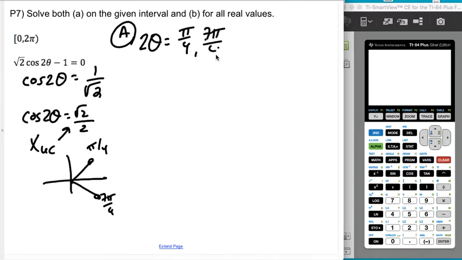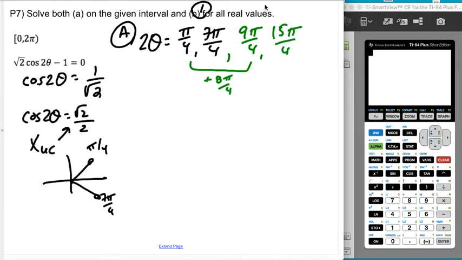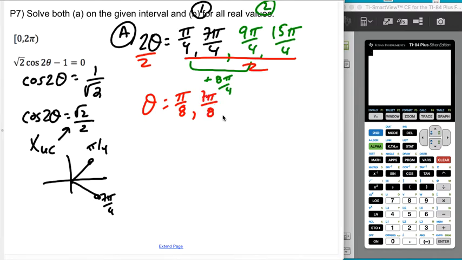That's my first time around the circle. Time number 2 around the circle, I would be adding a full circle, which is 8 pi over 4, because 2 pi is 8 pi over 4. So that would be 9 pi over 4 and 15 pi over 4. That's my second time around the circle. So if now I divide everybody by 2 to solve, I'm going to get that my answer to A is pi over 8, 7 pi over 8. It's a 7, it just doesn't look like a 7. 9 pi over 8 and 15 pi over 8. So that's my answer to A.